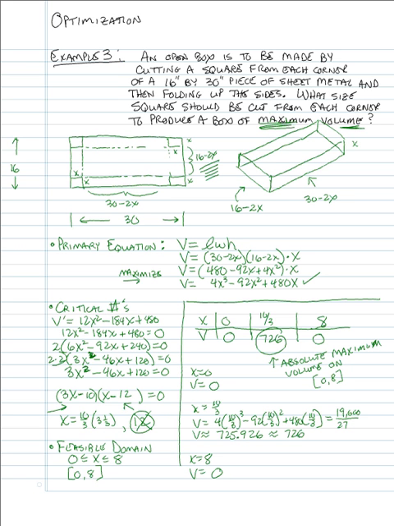So the original question was, what size square should be cut from each corner? So the square should be 10/3 inches by 10/3 inches to give the maximum volume. And that's 3 1/3 inch by 3 1/3 inch. That's the size square that needs to be cut out, maybe we could say it that way, to give us the maximum volume of 726 cubic inches. But we were asked for the size of the square.